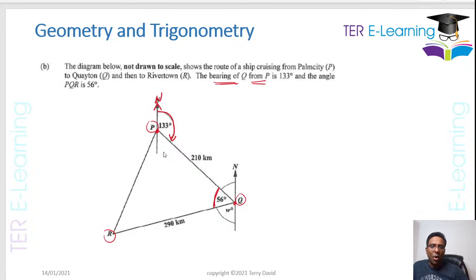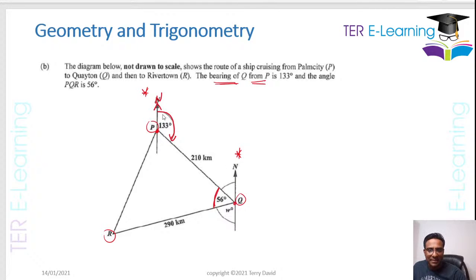Now, I want you all to remember, when you are doing a bearings question, every north line that you draw, all of those north lines are parallel to each other. That's an important concept because you're going to need it in order to figure out certain angles. So look, you have a north line here. You also have a north line here, which means that those two north lines are parallel, right?